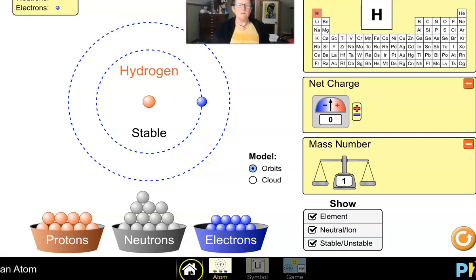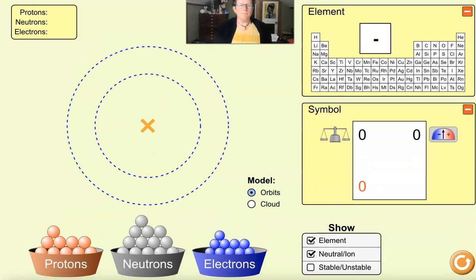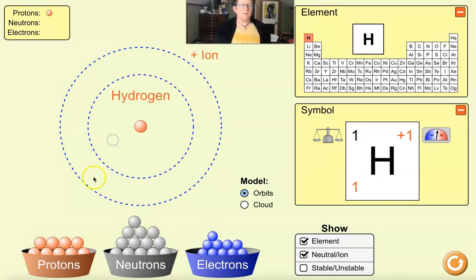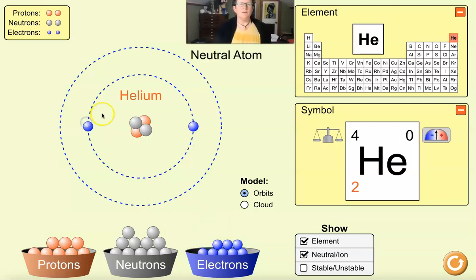Here's the little house I was talking about. Here's atom, where we were in the beginning. Let's go to symbol mode, and let's experiment in symbol mode. Let's build a helium. So let's put in 2 protons because helium has an atomic number of 2. And let's put in a couple electrons. We'll have to look at exactly what the charge on helium is.